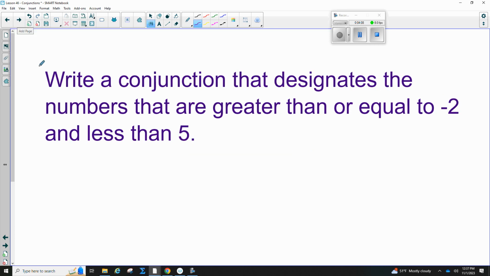Write a conjunction that designates the numbers that are greater than or equal to negative 2 and less than 5. Now, I know it says that it's greater than or equal to negative 2. So technically that looks like this, but I want you to flip it around because we want all less than signs and we want a conjunction. Our smaller number always goes on the left. This means the same thing as that, right? It flips the whole thing.